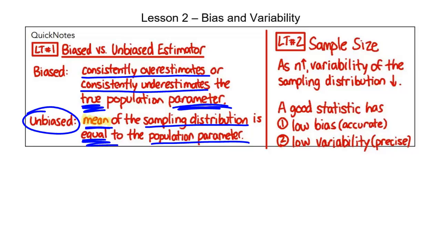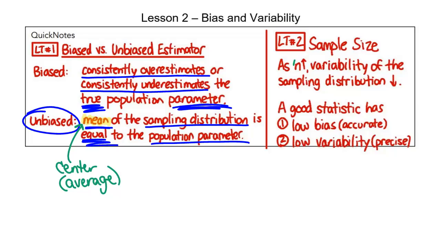Not if we have the entire sampling distribution. If we have the whole sampling distribution, it will be exactly the same. This would be the center or the average. The mean or the center, the average of the sampling distribution is equal to the population parameter if it's an unbiased estimator.